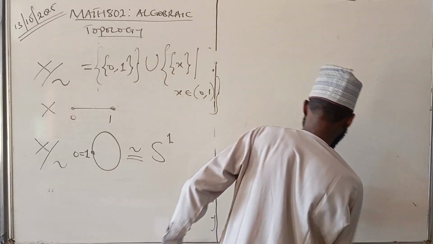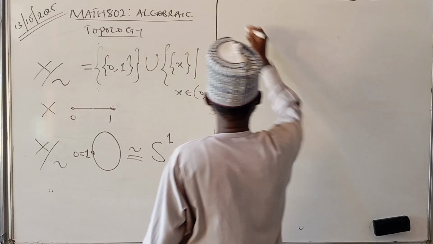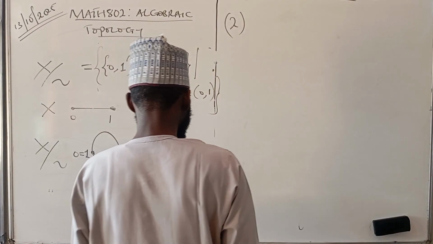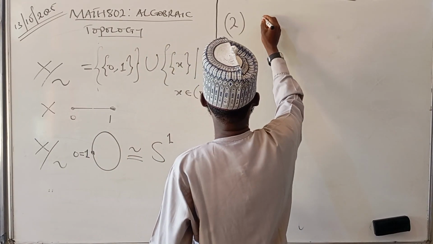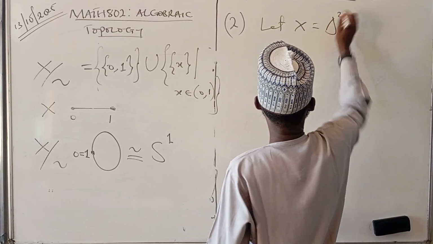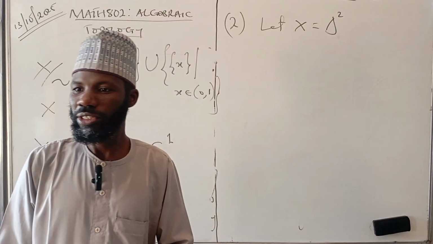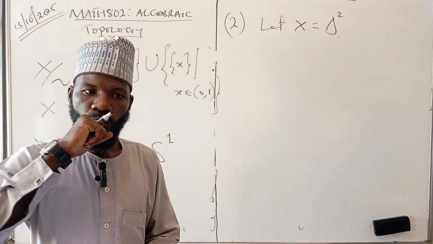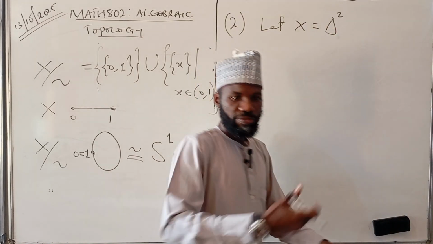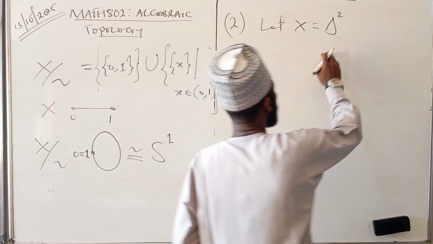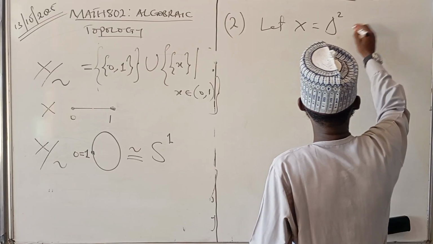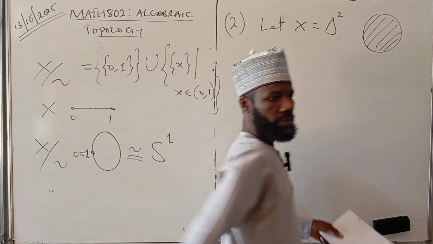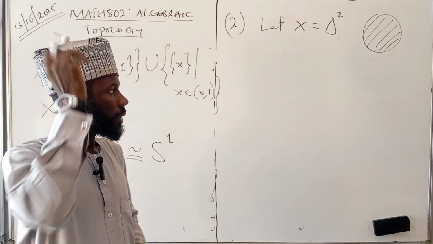The second example is to take a disk. This is our notation for a disk. It's supposed to be B2, but normally for a disk you write D. You remember what it is? This one, inside included. Okay, that is a disk.